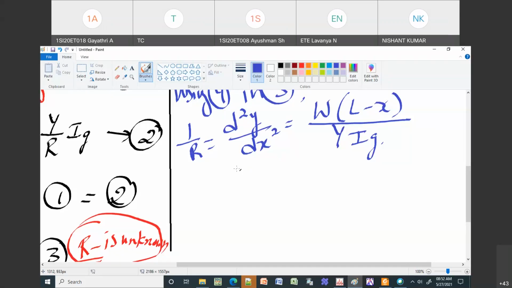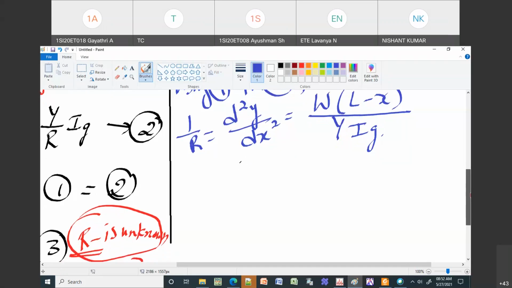Differentiating both sides, then it will become d³y/dx³. Sir, integration. You have to go in reverse, right? You have to just reverse it. Reverse means, yes, integration. You have to do the integration.